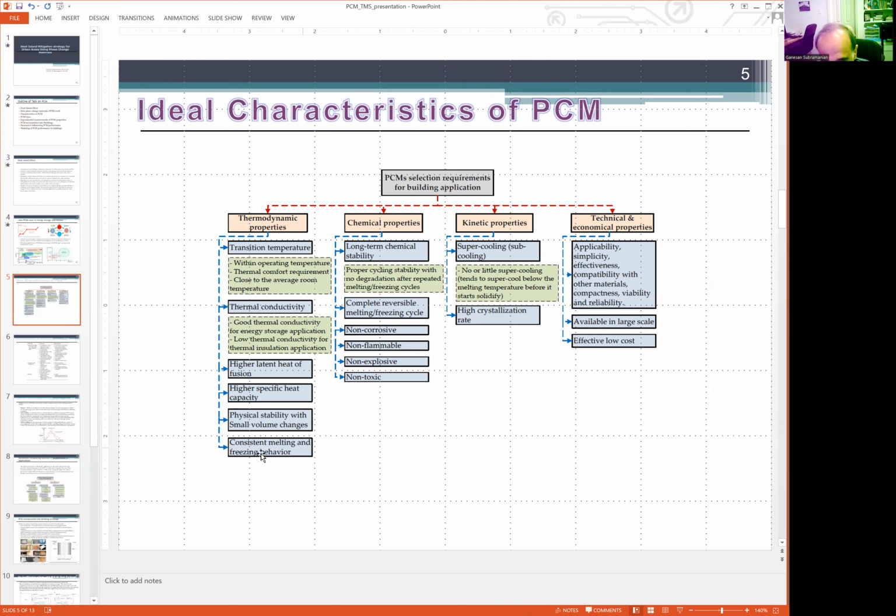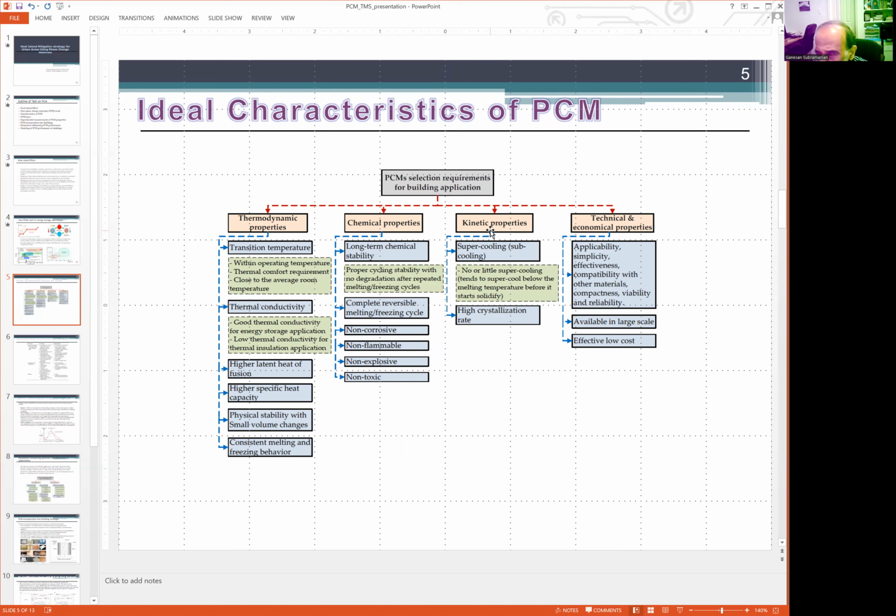And you need consistent melting and freezing behavior. That is, there should be no hysteresis. What are the chemical properties? You need the materials that are used to be stable for long term, and they shouldn't degrade after many cycles. And you really need a completely reversible melting and freezing cycle. It should be non-corrosive, non-flammable, non-explosive, non-toxic.